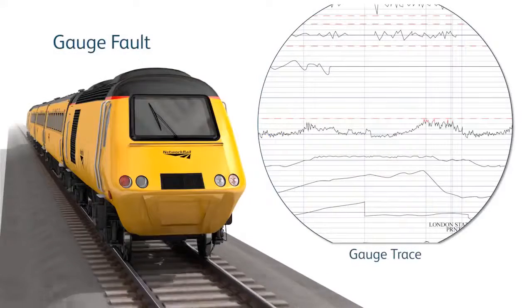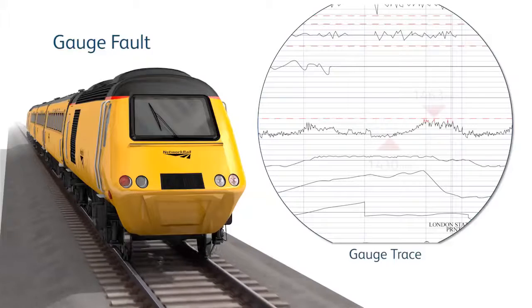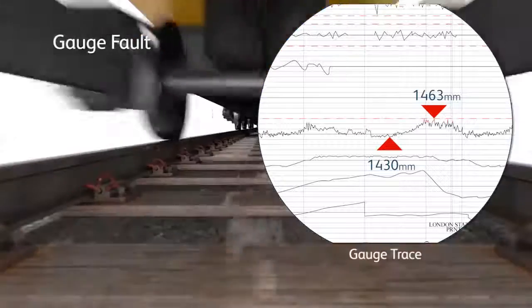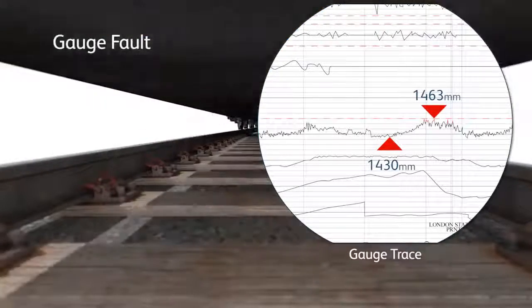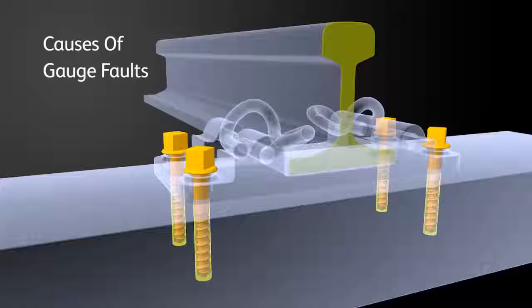In this example, the gauge varies considerably, with wide and tight sections from 1430 mm to 1463 mm. The distance of this wide, tight gauge is 4 sections on the trace. When looking for the cause of wide gauge, there are several things to take into account.